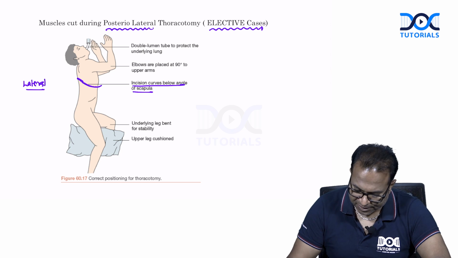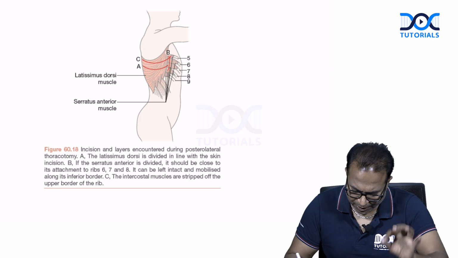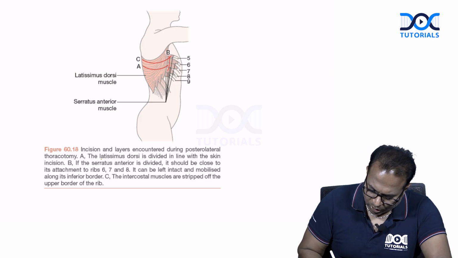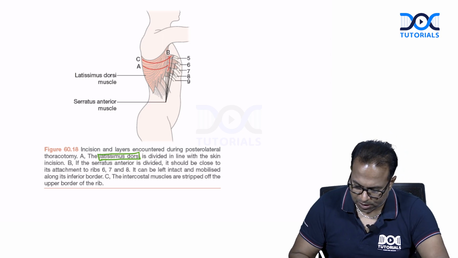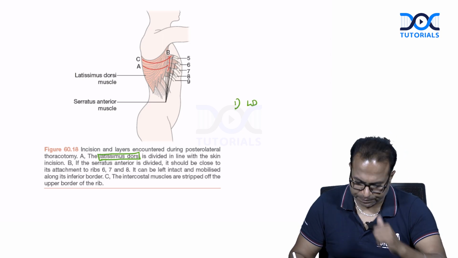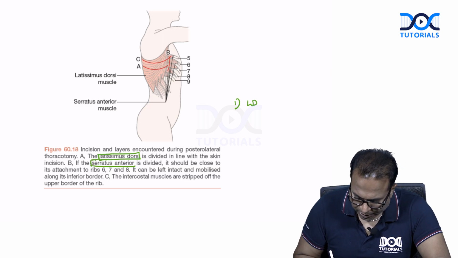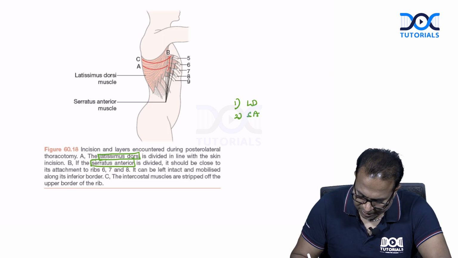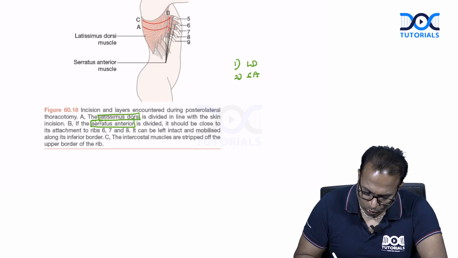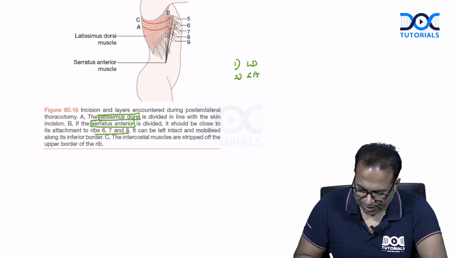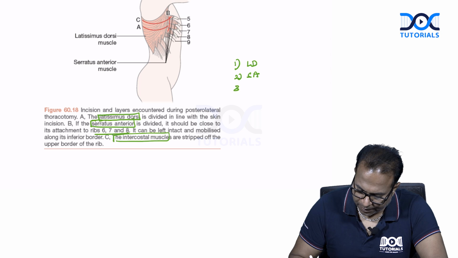The question which is expected is, what are the muscles cut in a posterolateral thoracotomy? During posterolateral thoracotomy, the first muscle cut is latissimus dorsi, along with the skin. Then the serratus anterior is divided, and it should be cut close to the ribs. Please don't forget, the second muscle involved should be cut closely at the level of its attachments to ribs 6, 7, 8. And the last one is the intercostal muscles. So, 3.